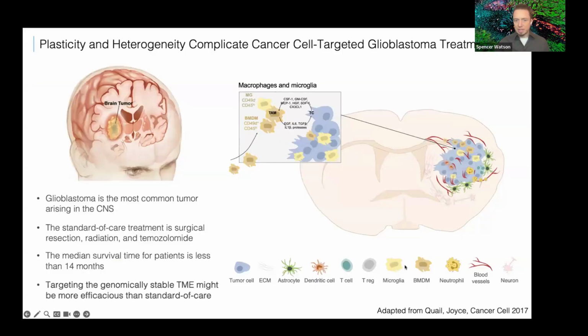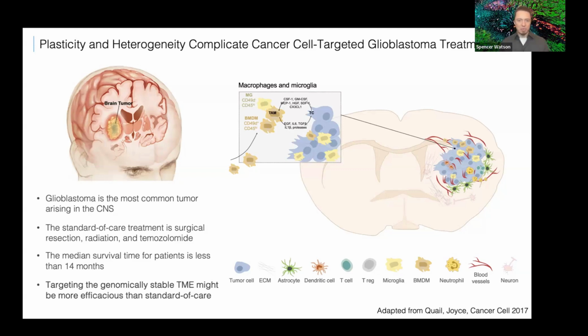Let's see, will it let me advance here? There we go. So a quick bit of background on glioblastoma. I'm sure everyone's very aware this is the most common and devastating tumor type that arises from within the central nervous system. The typical standard of care for glioblastoma, especially high-grade glioblastoma, is surgical resection followed by radiotherapy and temozolomide-based chemotherapy. But despite these treatments, the median survival time for patients is still less than 14 months from the time of initial diagnosis.